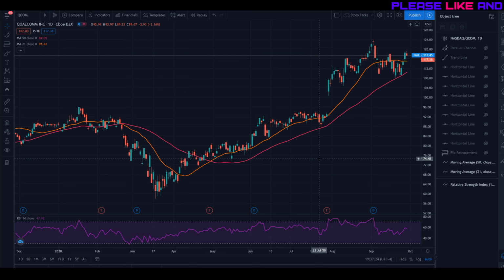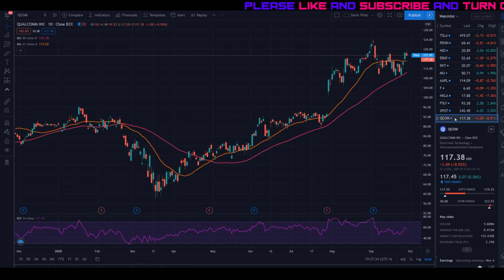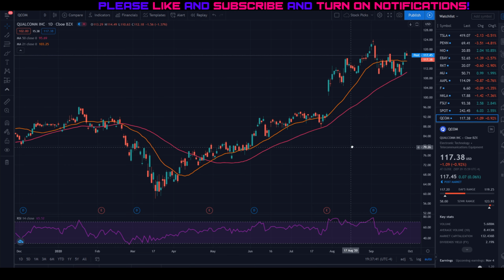Today we are going to be taking a look at Qualcomm, ticker symbol QCOM. Just taking a look at its trading today. Trading for about $117, it was actually down almost 1% today. So let's just get right into it.